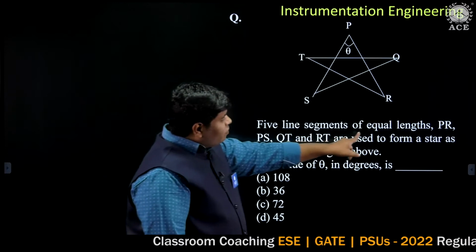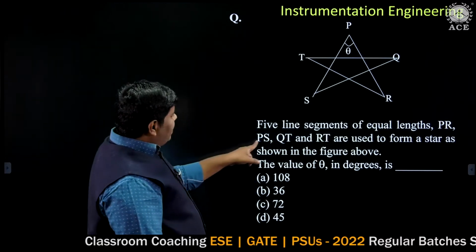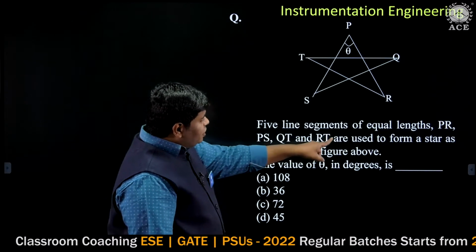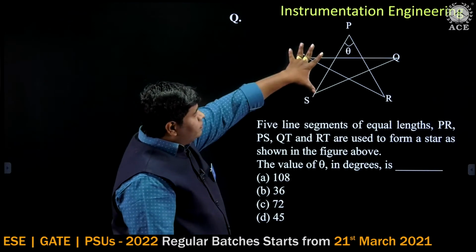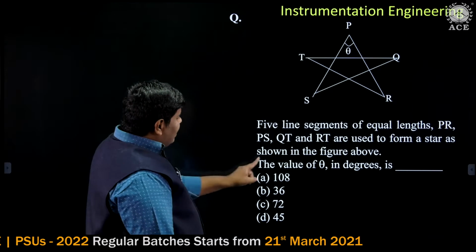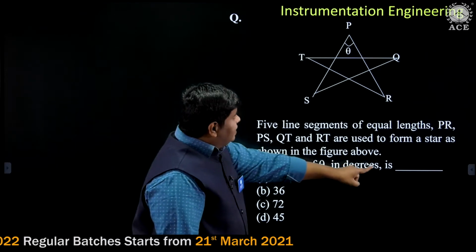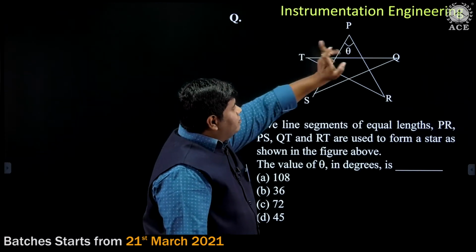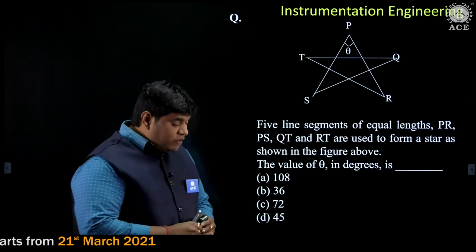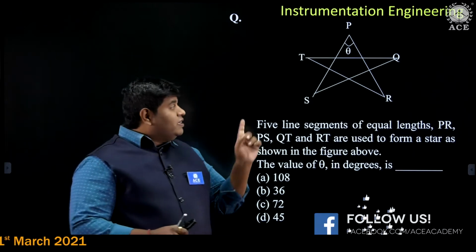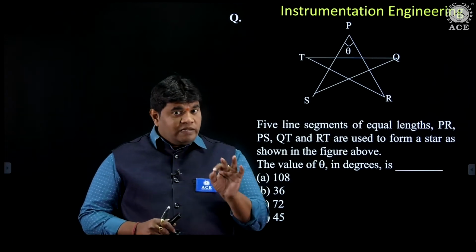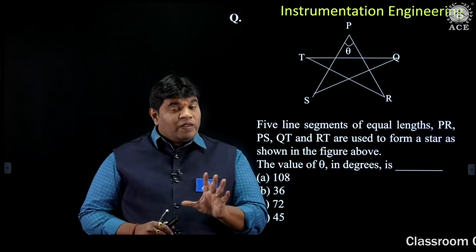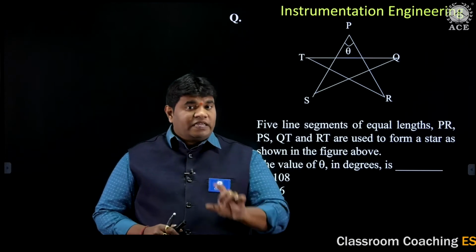5 line segments of equal lengths PR, PS, QT and RT are used to form a star as shown in the figure above. Now the value of theta in degrees, what is the value? This is the question. From childhood, for this problem we have a number of methods, minimum 4 methods. Out of the 4 methods, I have taken the easy method.